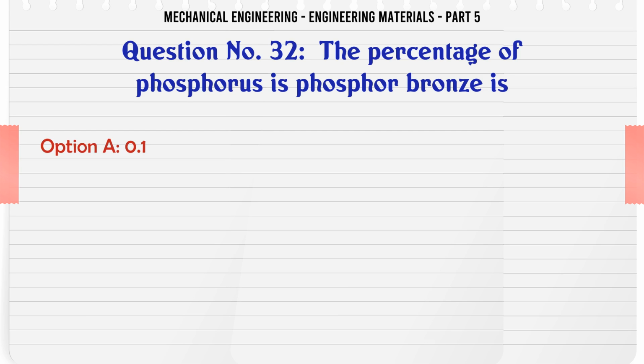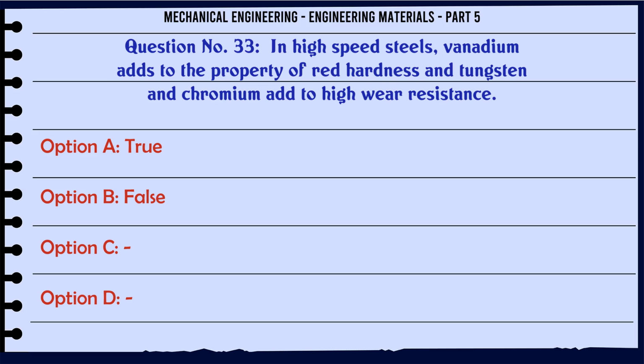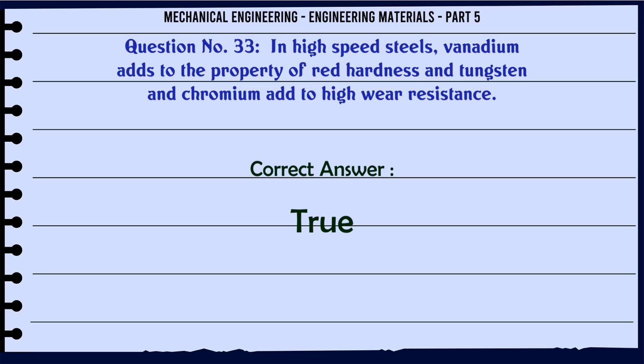The percentage of phosphorus in phosphor bronze is: A. 0.1. B. 1. C. 11.1. D. 98. The correct answer is 0.1. In high-speed steels, vanadium adds to the property of red hardness and tungsten and chromium add to high wear resistance. A. True. B. False. The correct answer is true.